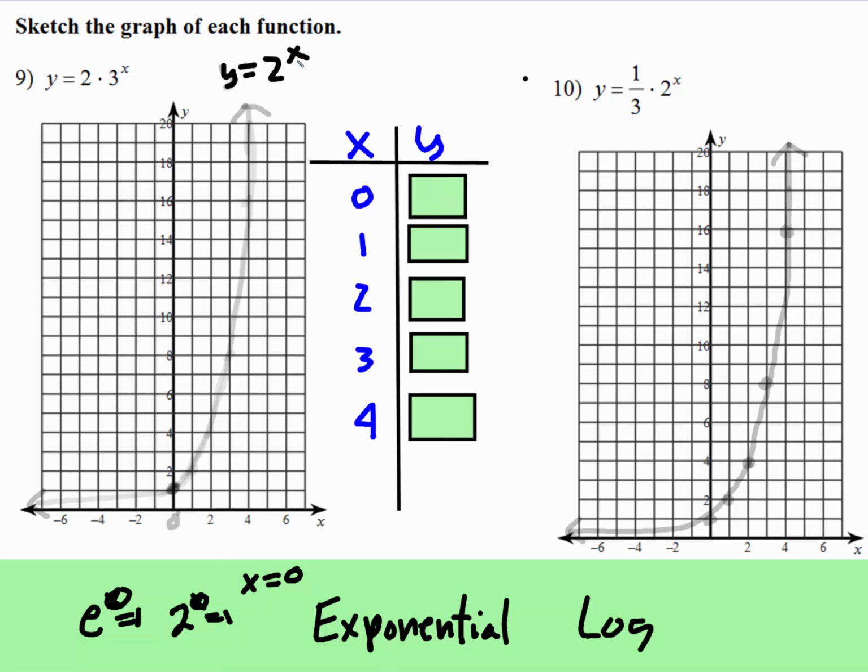So when you put in 0, you're at 1. When you put in 1, you're up here at 2. When you put in 2, you're up here at 4. When you put in 3, you're up here at 8. When you put in 4, you get the idea, and then boom, you get the graph. When you put in -1, it should be right there at 1/2, and then goes further.